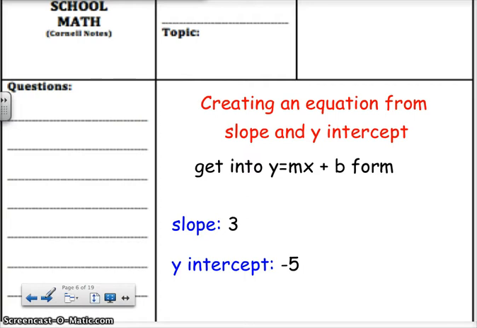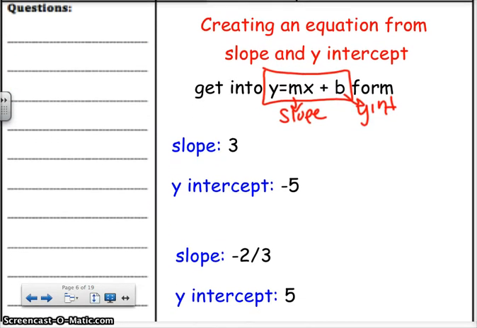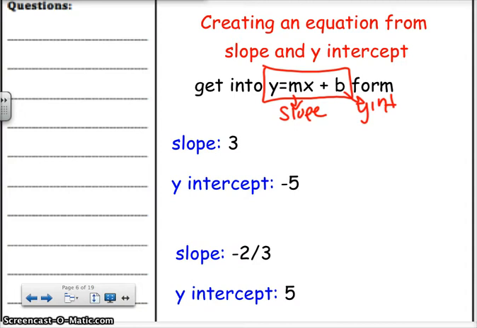Next learning target. Create an equation of a line from the slope and the y-intercept. It always goes like this. Y equals mx plus b. Slope before the x. Y-intercept after the x. So if I had a slope of 3 and a y-intercept of -5, I would say y is equal to my slope. What's my slope? 3x. Minus 5. Yep, so plus a -5, and then we simplify it. Y equals 3x minus 5.